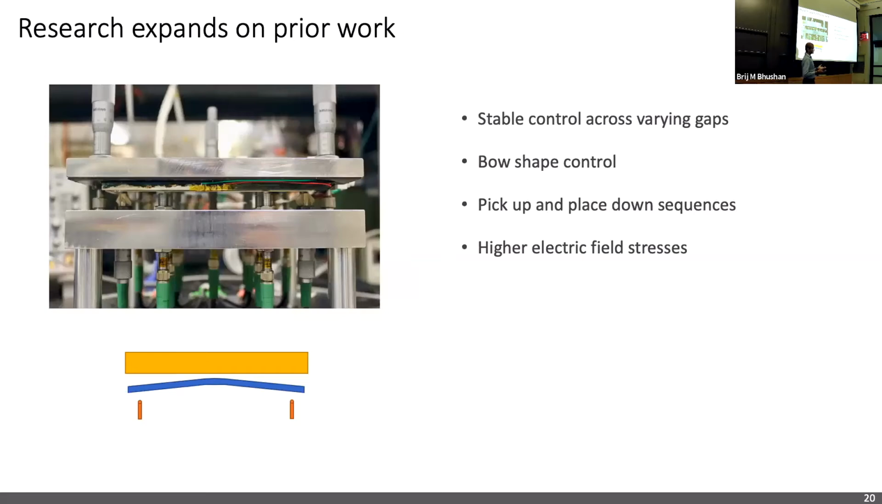So what does this work do? Our project expands on the previous literature. One, most of the previous studies that I talked about levitated at a constant height, and we have stable control across a range of air gaps. Further, they only control the rigid body directions, that is Z, theta X, and theta Y. We also control the flexible bow shape. And then we do all of that to be able to do the pick up and place down sequence, which I think is new in the body of literature.